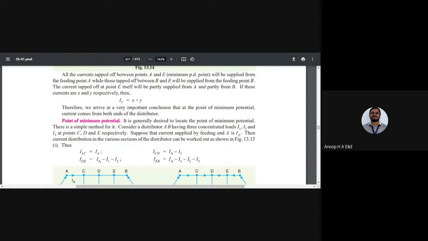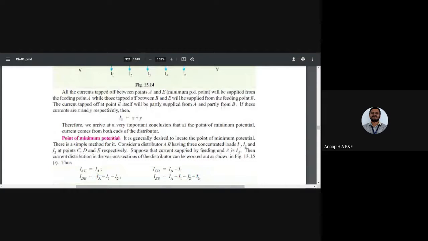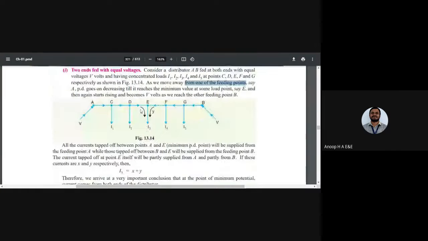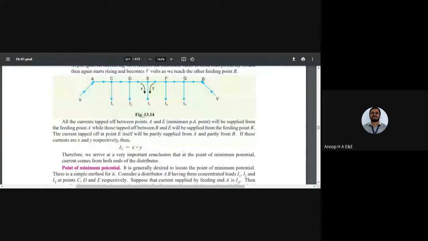Now if the currents are X and Y, what is there here? You have the current X, that is I1 plus I2, and whatever currents are flowing in the sections up to this point. So X will be equal to the total currents in all the sections from A to E. From A to E you have sections AC, CD, and DE. So three sections are there.